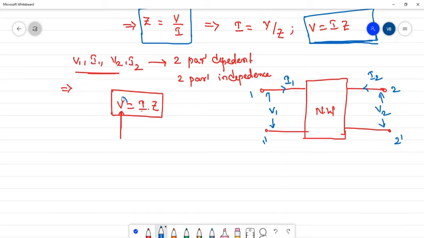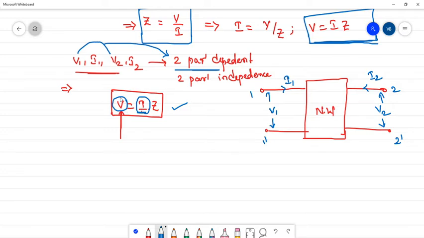This voltage is depending upon what? This voltage is depending upon current by this relation, right? So what are the two dependent parameters here? V is depending upon I, nothing but voltage parameters are dependent parameters. Is I depending upon V? No, don't see in reverse, we are only taking the forward direction. V is depending upon I.